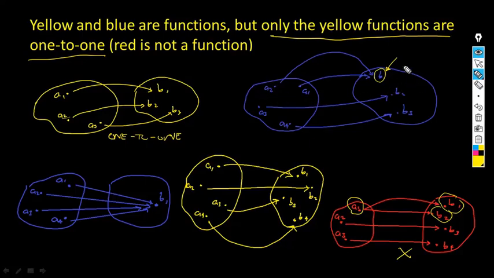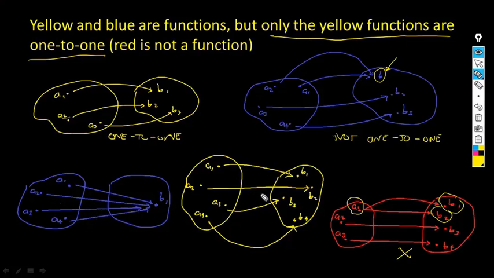So this is not a one-to-one function. The same for here. Look at this output. For this output we have actually more than one input. We have 1, 2, 3, and 4. So this is not one-to-one.